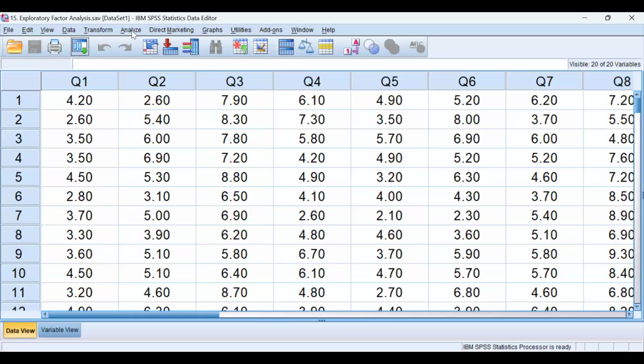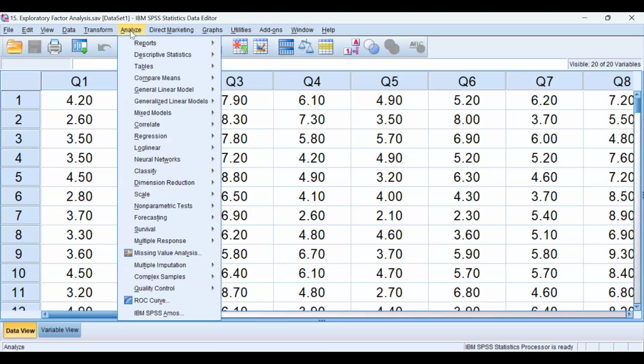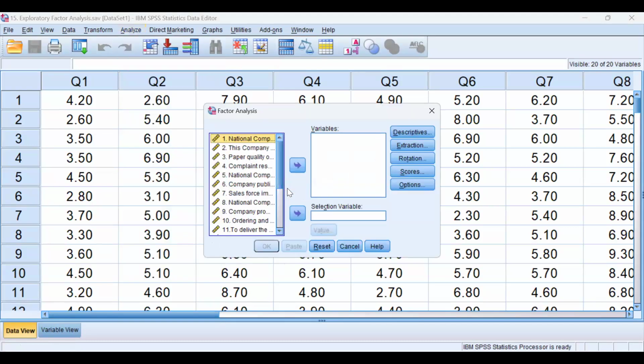Now I am applying the exploratory factor analysis. Analyze, then after analyze, dimension reduction and factors. Dimension reduction and factors. Is it clear? Analyze, dimension reduction, factors.